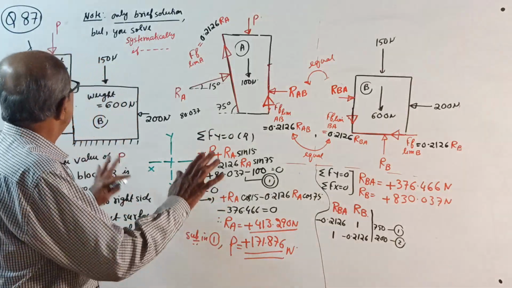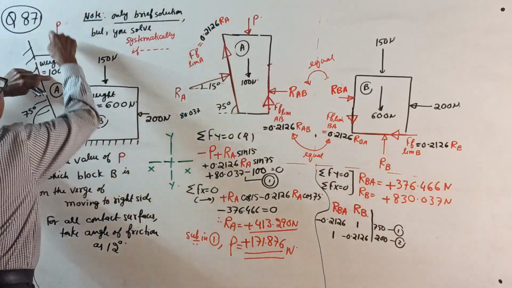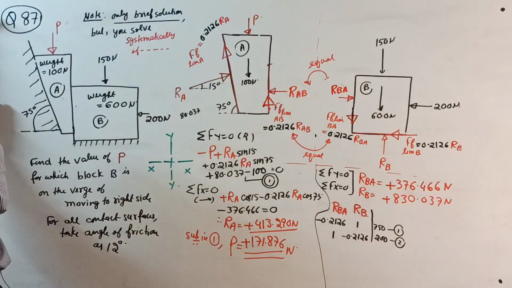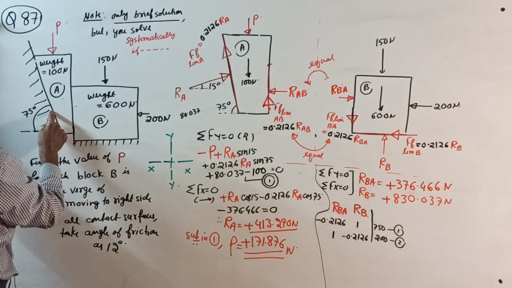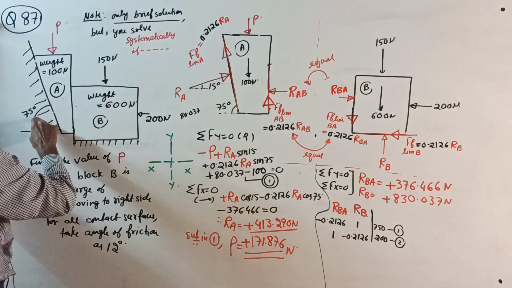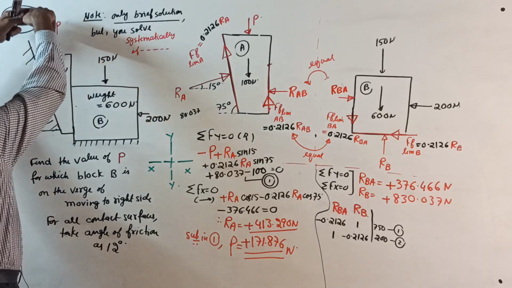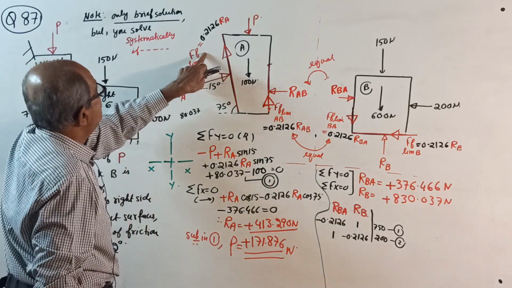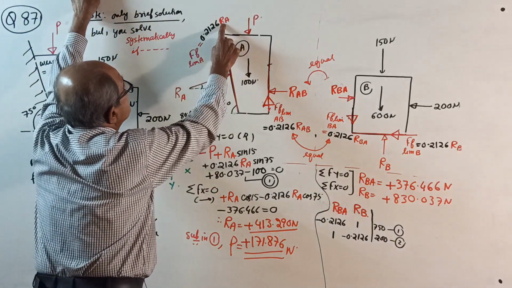This time, once again, first do one thing: separate sketches. See block A, with P down. This will press this side, giving a normal reaction RA at 15 degrees. Why? This is 75 degrees, which means 15 degrees with the horizontal. Again X, Y here. Then RA here. Then this weight is going to come down, therefore friction is up. The limiting friction force for A, equal to 0.2126 RA.